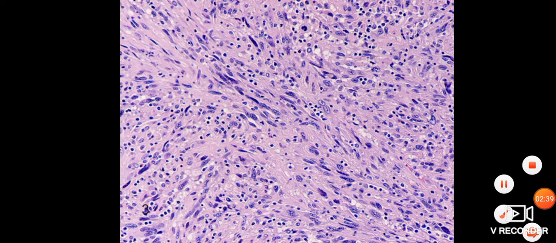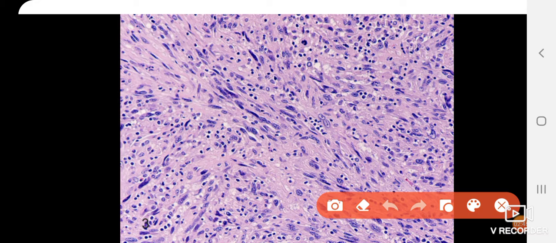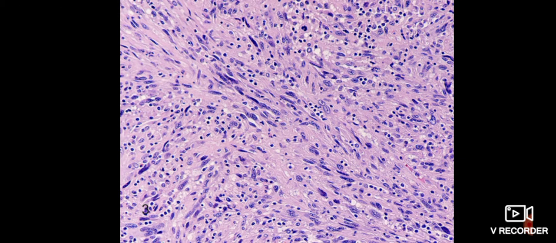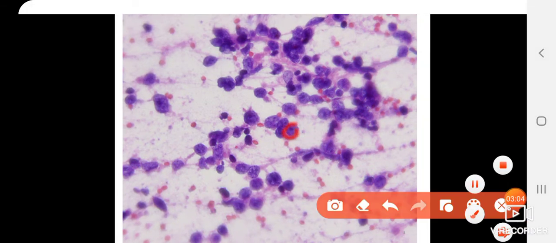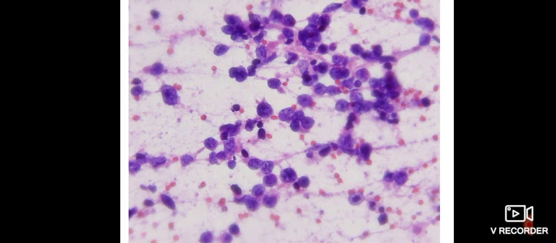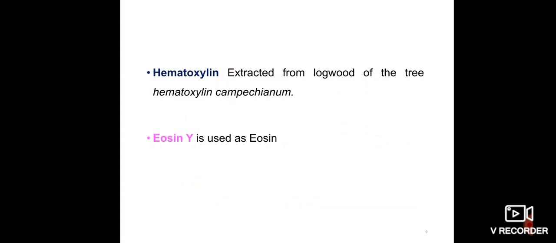Again, that was a diagrammatic picture. This is a microscopic picture. You can see these blue elongated cells which are almost spindle in shape. So these are your nucleus, and the background, whatever you are seeing as pink, is because of eosin, and this blue nucleus is mainly because of hematoxylin. In cytology, again you can see these blue is your nucleus, and somewhat very indistinct pinkish area is your cytoplasm, which is stained by eosin. So nucleus is stained by hematoxylin and cytoplasm is stained by eosin.